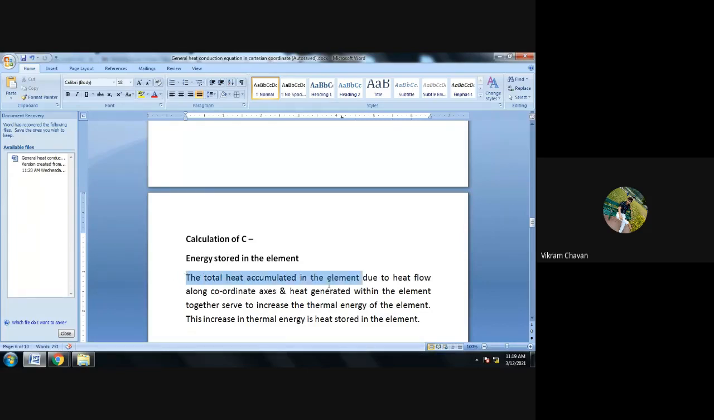Total heat accumulated in the element due to heat flow along coordinate axis and heat generated within the element together serve to increase the thermal energy of the element.